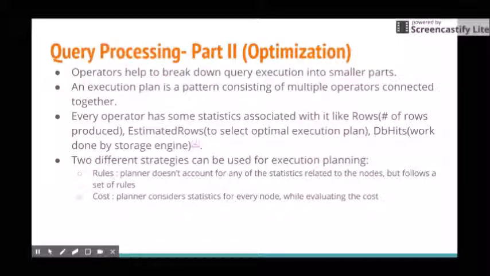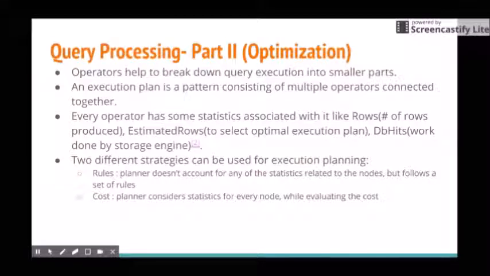It can also produce estimated rows. If Neo4j is using a cost-based compiler, we can see the estimated number of rows that will be produced by the operator. The compiler uses this estimate to choose a suitable execution plan. Each operator will ask the Neo4j storage engine to do work such as retrieving or updating data. A database hit is an abstract unit of this storage engine.